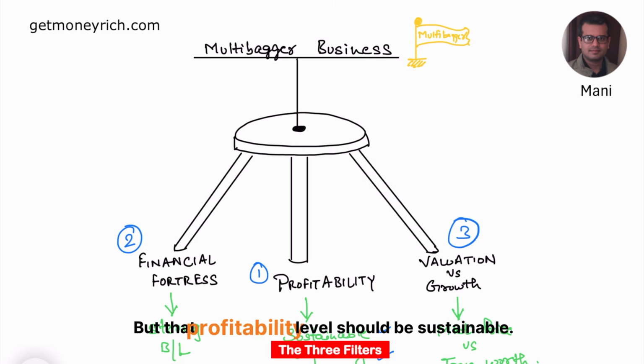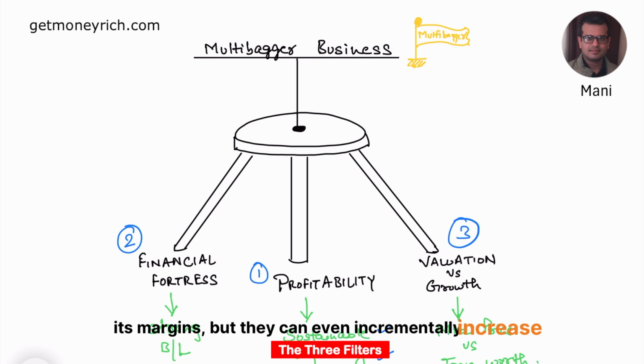But that profitability level should be sustainable. It's not that in one year it makes a good profitability and in the next year its margin falls. When we say a 10 bagger, those are the businesses that have not only the capability to sustain their margins, but can even incrementally increase their margin.